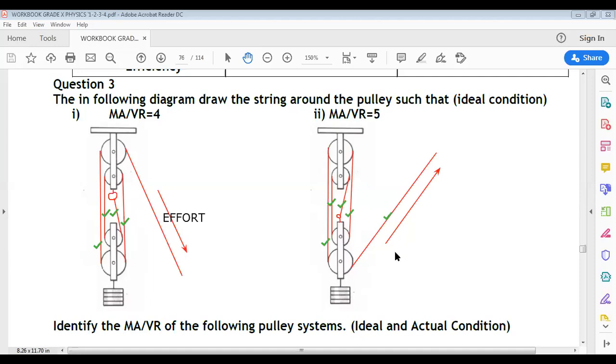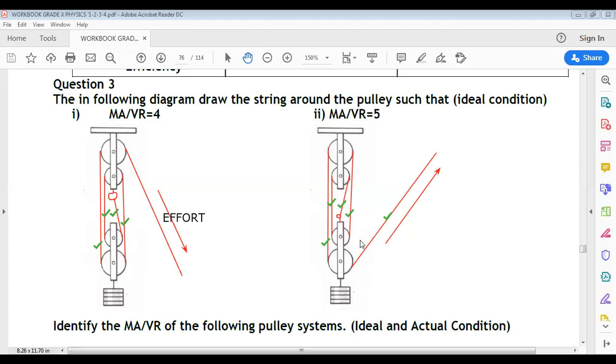So count the number of strings supporting the movable block and you will find 1, 2, 3, 4, 5. So there are 5 strings which are supporting the movable block, and that's why the MA as well as VR of this system is 5. Please draw this diagram very quickly. I'm giving you 2 minutes to draw this diagram.